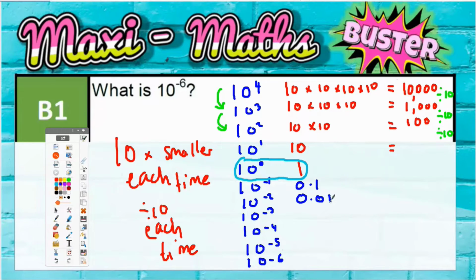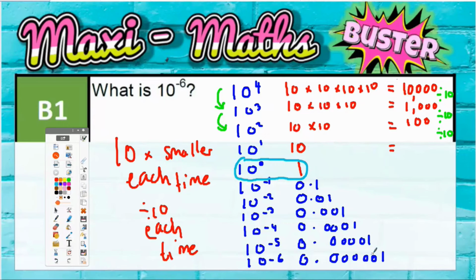Every time you go down another power, the 1 is going to be moved one place to the right because you're getting 10 times smaller. So 10 to the power of -3 is going to be 0.001. 10 to the power of -4 is 0.0001. 10 to the power of -5 is 0.00001. And 10 to the power of -6 is 0.000001. And that is your final answer.